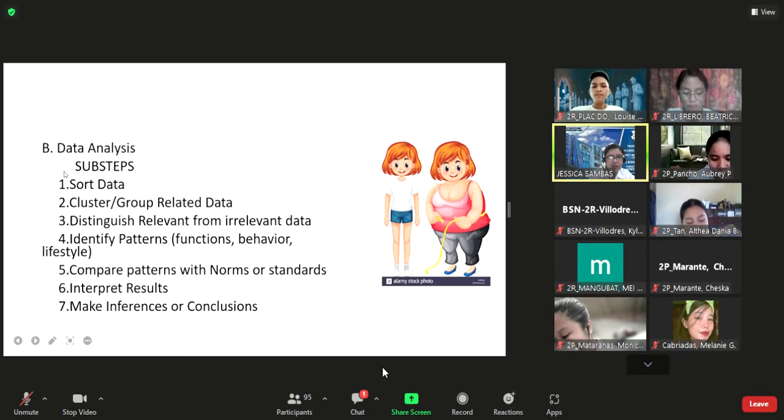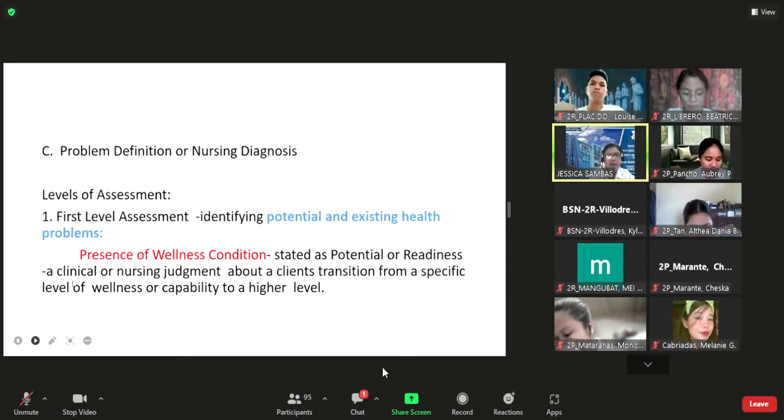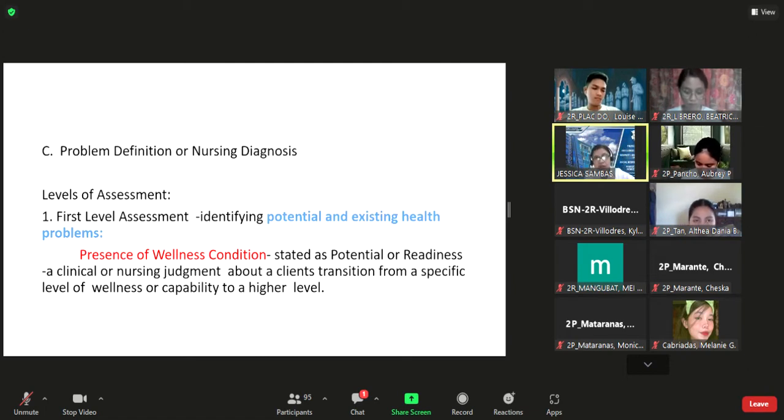So that after letter B, ang gagawin na natin is to define the problem, or we have to formulate our nursing diagnosis. Okay? So, dito po sa problem definition or nursing diagnosis, so we are going to consider now the findings of our assessment, first level assessment. So, dito, we're going to identify what is the potential health problem or existing health problem of the family. So sa first level assessment, ang gagamitin na po natin dito is the typology of nursing problems. Okay, please check it out if you have your copy regarding the first level assessment.